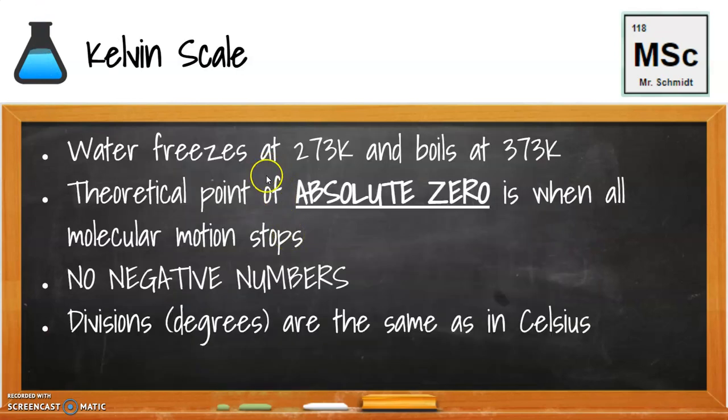On the Kelvin scale, water freezes at 273 Kelvin and boils at 373 Kelvin. The theoretical point of absolute zero is when all molecular motion stops. And on the Kelvin temperature scale, and this is why it's important for our gas law unit, there are no negative numbers. Celsius you can have below zero, Kelvin you cannot. The divisions are the same as Celsius, but they've shifted the scale so that it accounts for the fact that the theoretical point of absolute zero is when all molecular motion stops. So they've shifted the scale so it incorporates that theory.